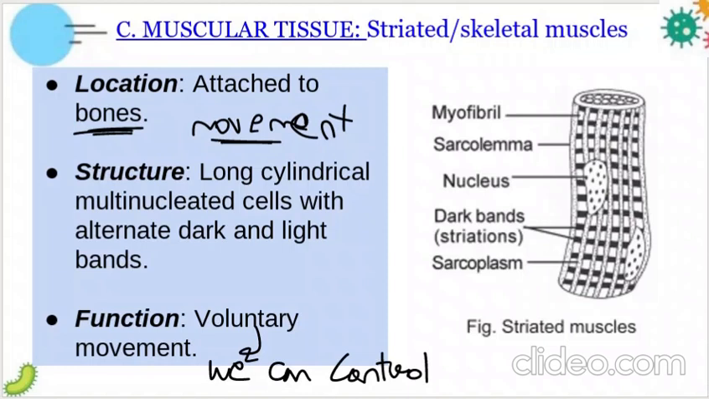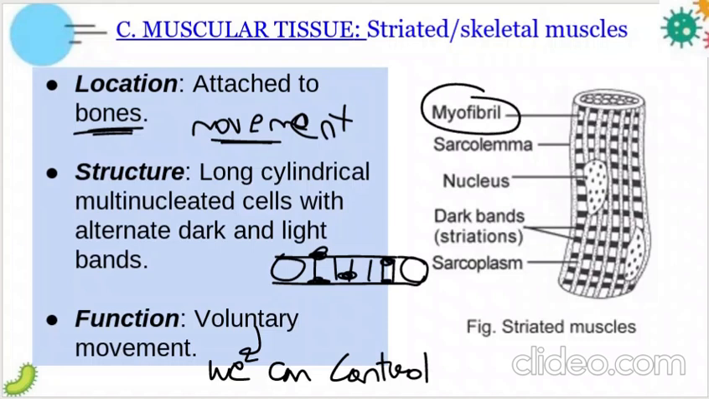Now, what is the structure? They are long and cylindrical, and they have light and dark alternate bands. They're multinucleated, which means they have many nuclei, and the dark and light bands are known as striations. Now the cytoplasm has a very large number of fine longitudinal fibrils known as myofibrils, and they are contractile in nature. So those are the skeletal muscles.